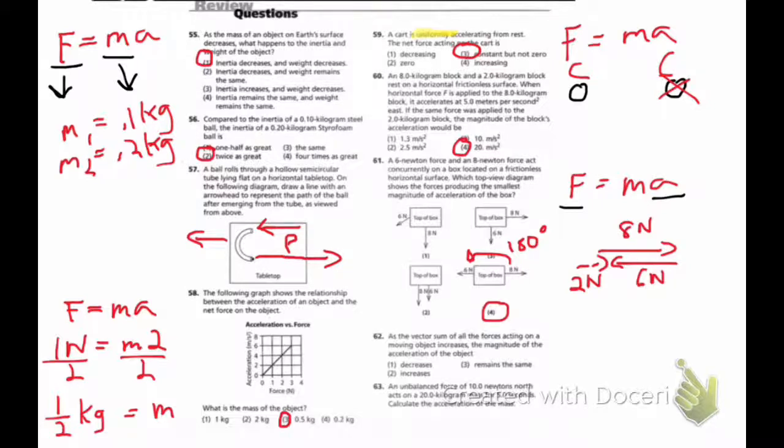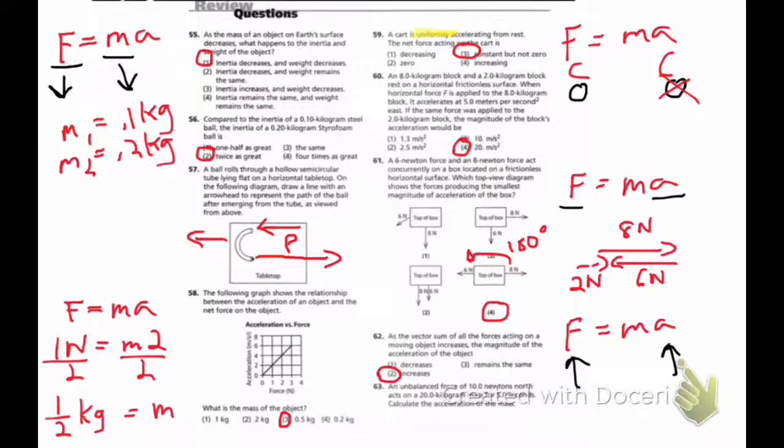Alright, the next question. As the vector sum of all the forces acting on a moving object increases, the magnitude of the acceleration of the object does what? Well, again, F equals ma, and if the force increases, what happens to the acceleration? Acceleration is directly proportional to force, which means the acceleration needs to increase. Therefore, the correct answer is number 2.